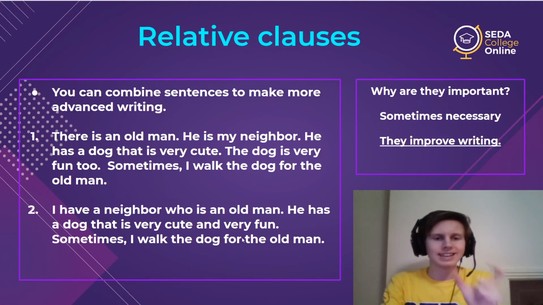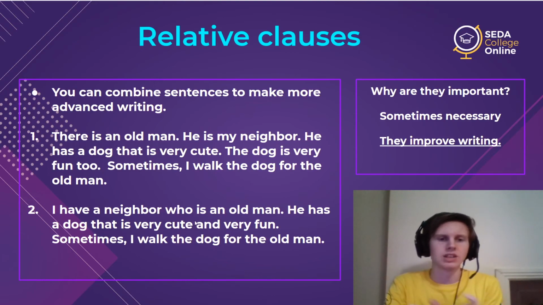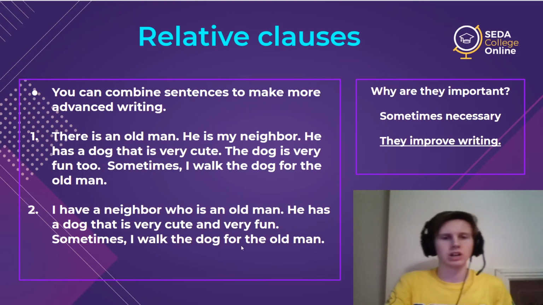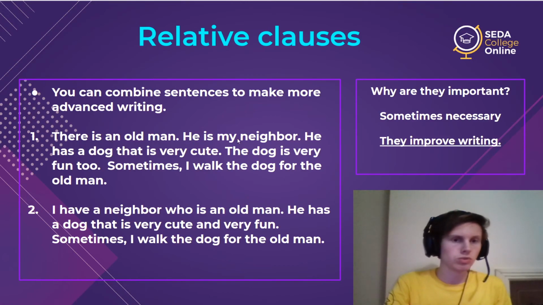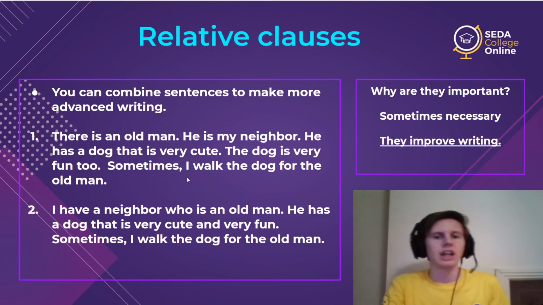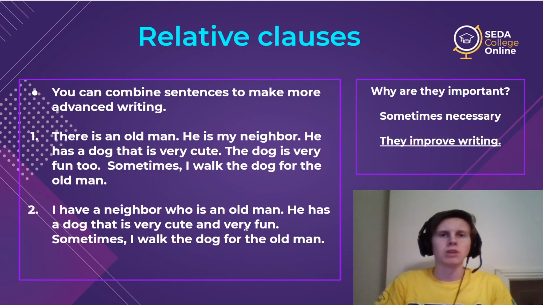So you can actually connect relative clauses together with "and" and connect them into bigger phrases. And then finally, sometimes I walk the dog for the old man. That sentence is the same. So I took five sentences and made them into three shorter, more complex, advanced sentences to make the story just a lot better, a lot more natural. I recommend you try to use these relative clauses the next time you write in English. I promise that they'll help take it to a more advanced level.